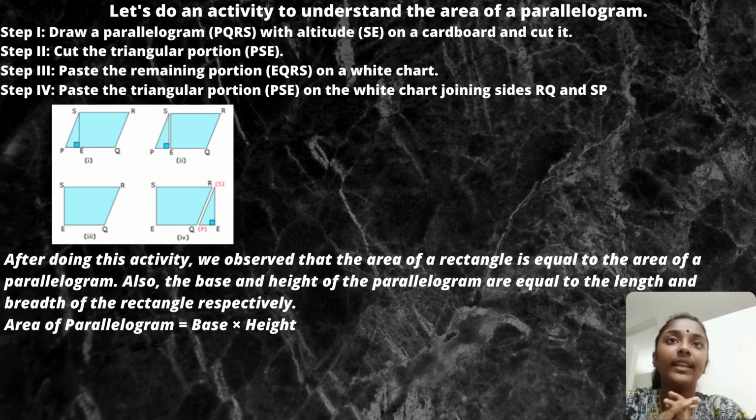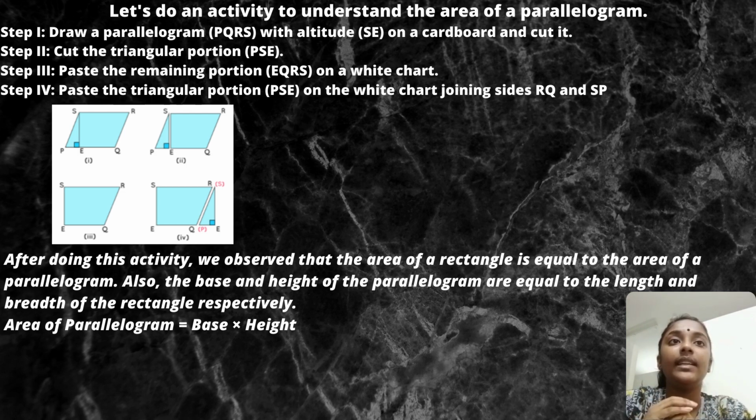We do an activity to understand the area of a parallelogram. First step, we draw a parallelogram PQRS with altitude SE on a cardboard and cut it. Step 2: cut the triangular portion PSE. Step 3: paste the remaining portion EQRS on a white chart. Step 4: paste the triangular portion PSE on the white chart, joining sides RQ and SP. This is the example.